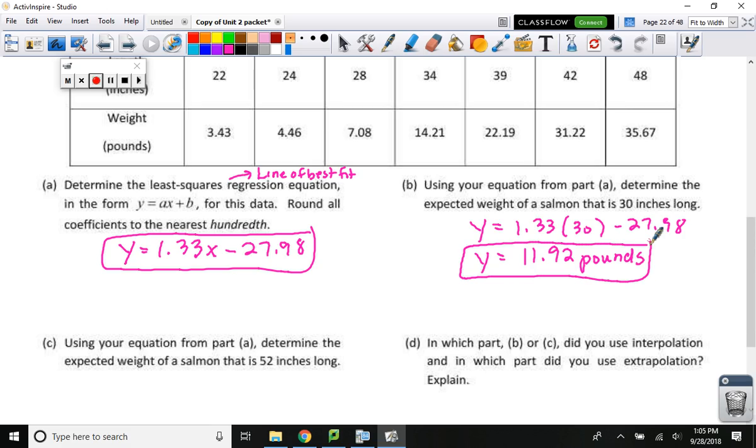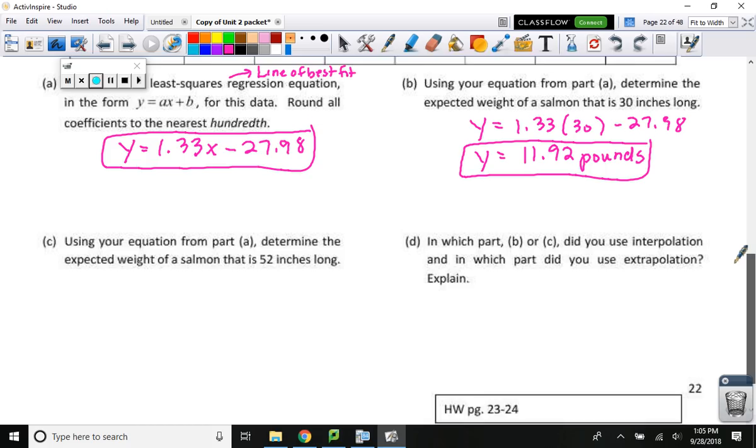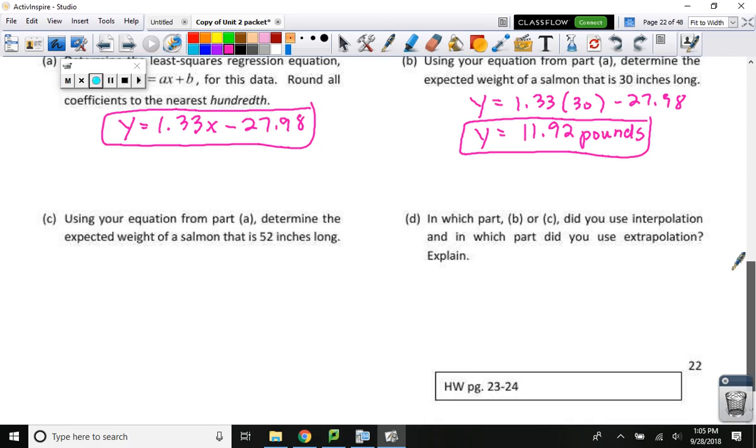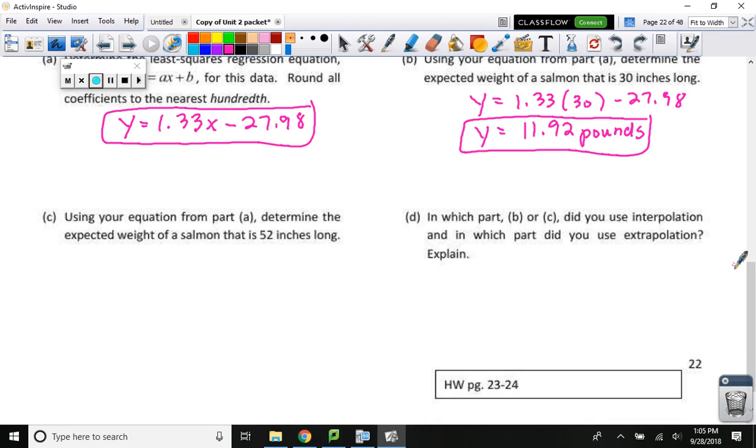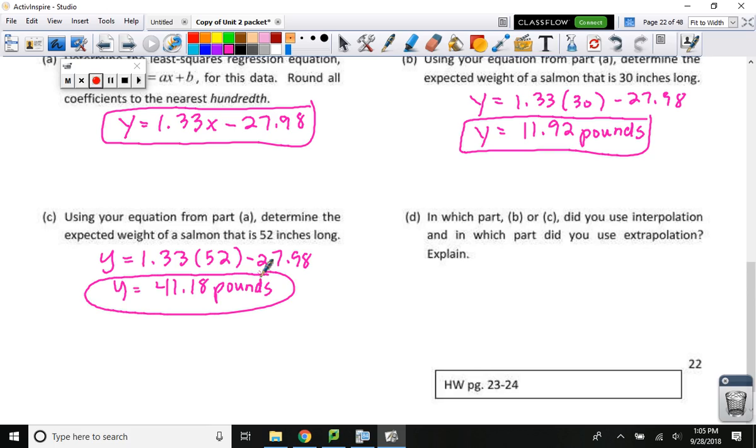Okay. All right, using your equation from part A, determine the expected weights of a salmon. Okay, so now I'm looking for the weight. If it's 52 inches long, actually it's 8 inches again, right? So y equals 1.33 times 52 minus 27.98, y equals 41.18 pounds. Answer.